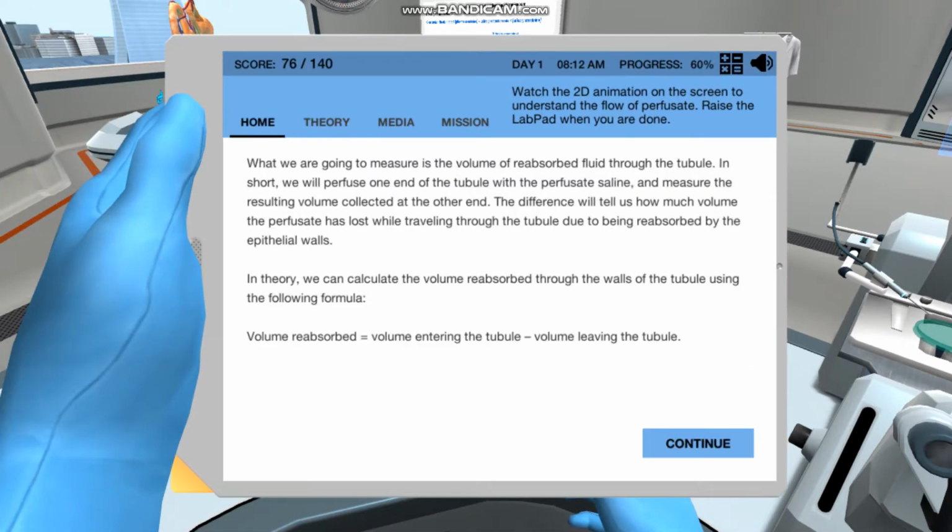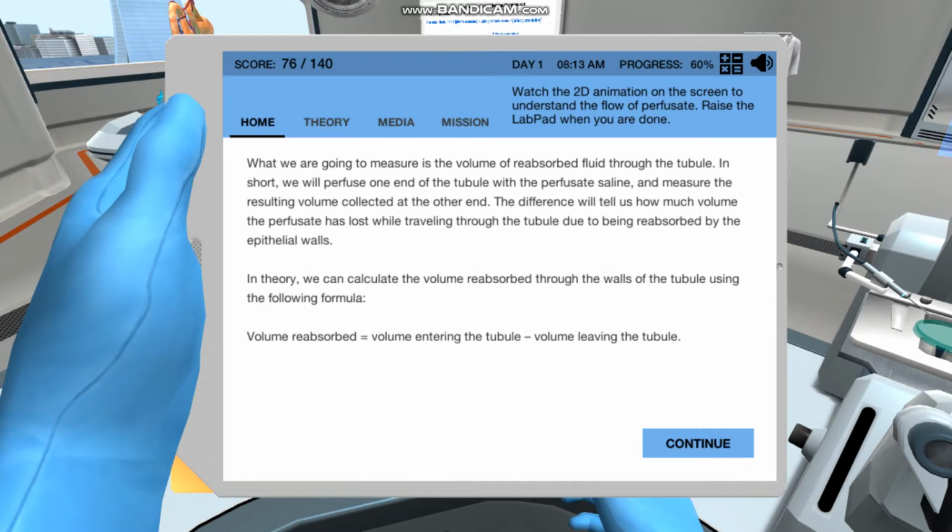What we are going to measure is the volume of reabsorbed fluid through the tubule. In short, we will perfuse one end of the tubule with the perfluorescate saline, and measure the resulting volume collected at the other end. The difference will tell us how much volume the perfluorescate has lost while traveling through the tubule due to being reabsorbed by the epithelial walls.